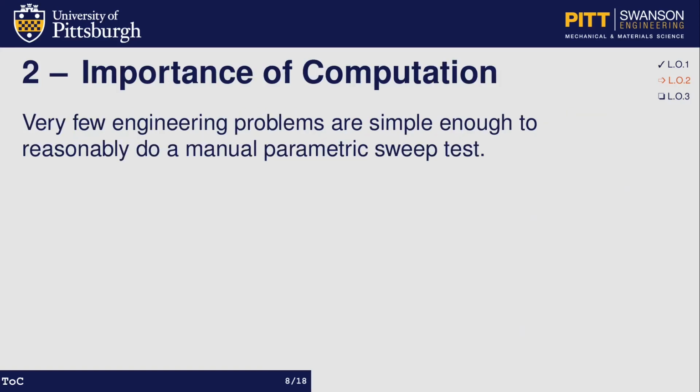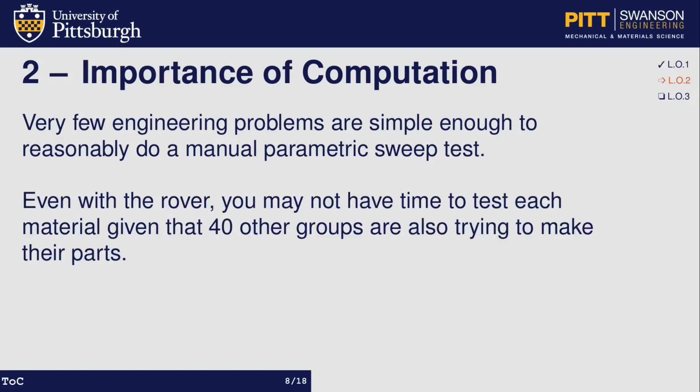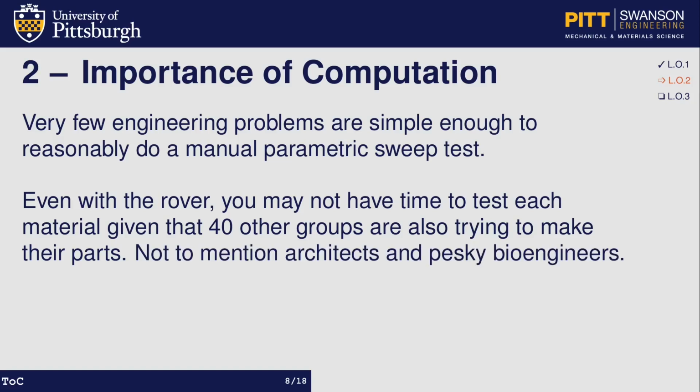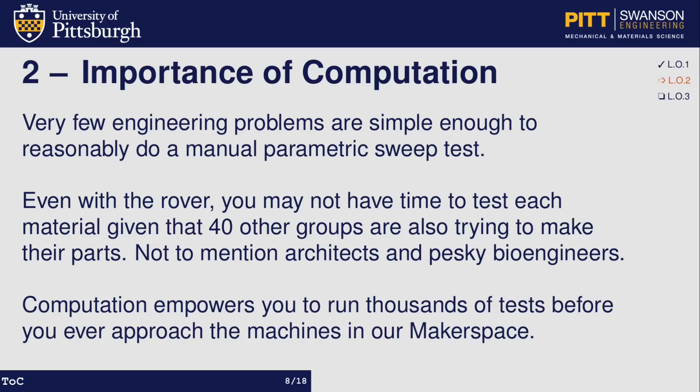Now, there are very few engineering problems that are simple enough to reasonably do a manual parametric sweep like that. Even with that rover, you might not have time to test each material given that there are 40 other groups also trying to make their parts. That's before you even consider all the architects and the bioengineers. Computation empowers you to run thousands of tests before you ever approach the machines in our makerspace.